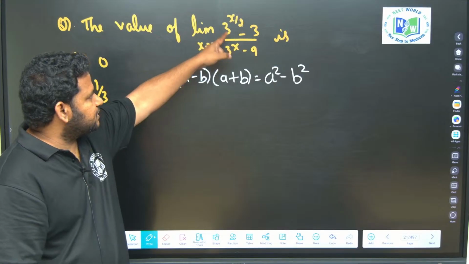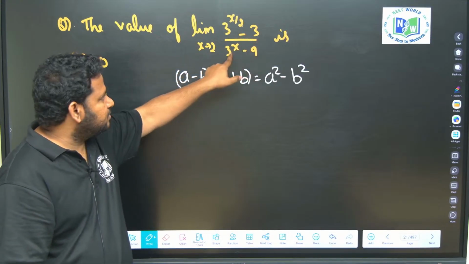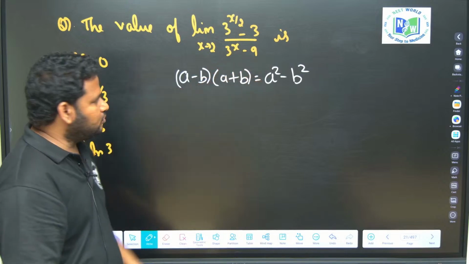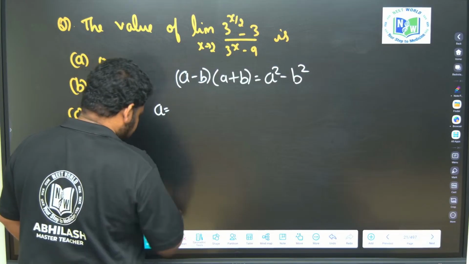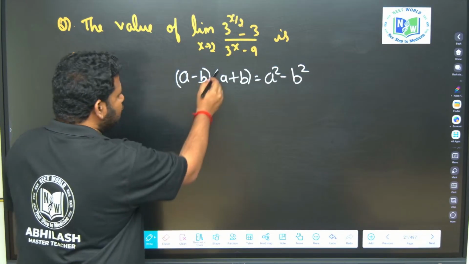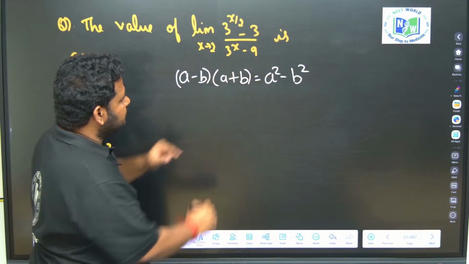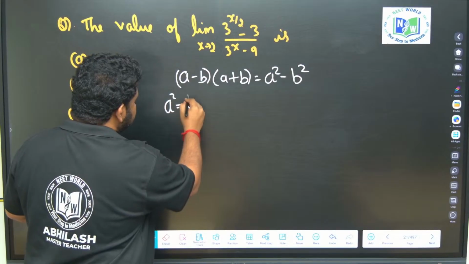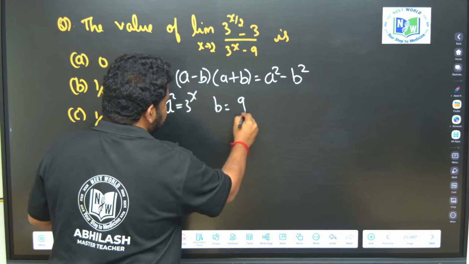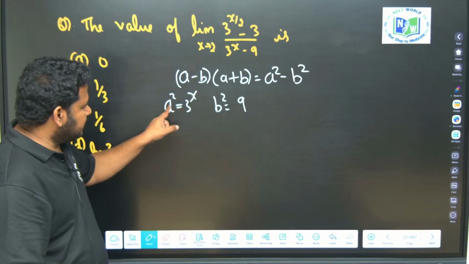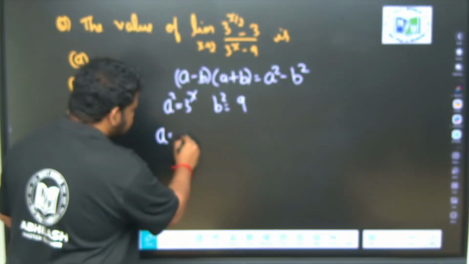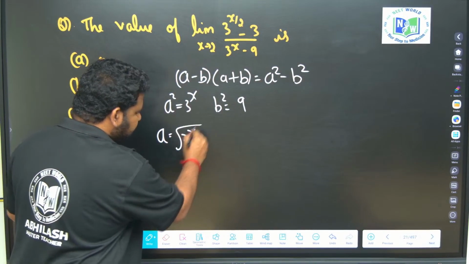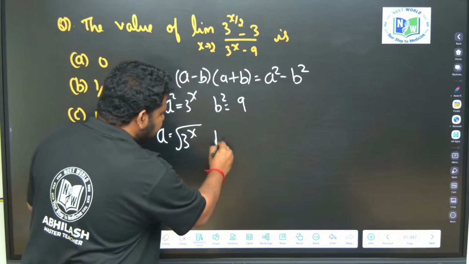Now 3 to the power of x by 2 minus 3 is there. In the denominator we have 3 to the power of x minus 9. So in the denominator, if I take a square is equal to 3 to the power of x and b square is equal to 9, then if I want a, a will become equal to the square root of 3 to the power of x, correct? And b will become equal to the square root of 9.